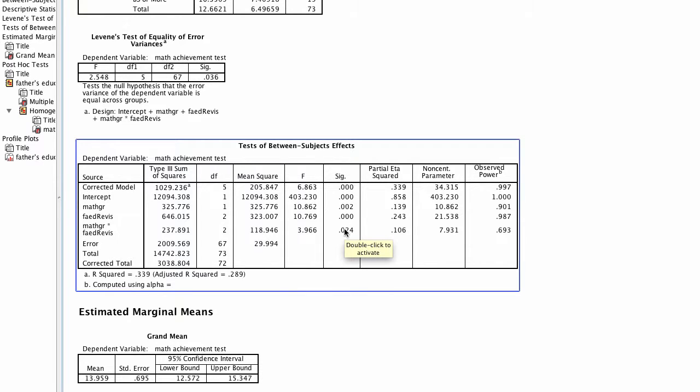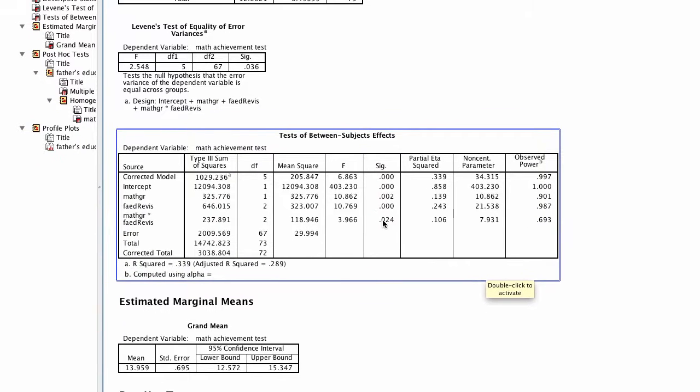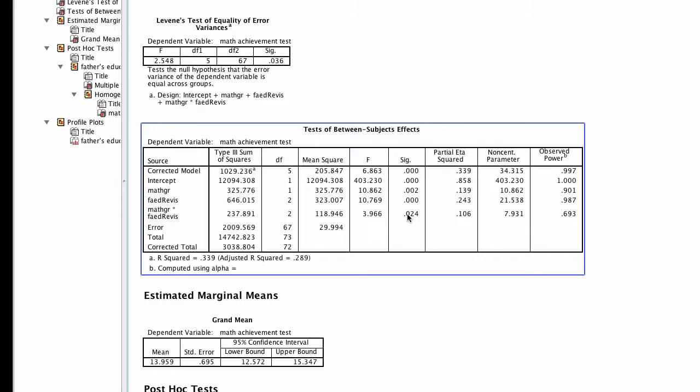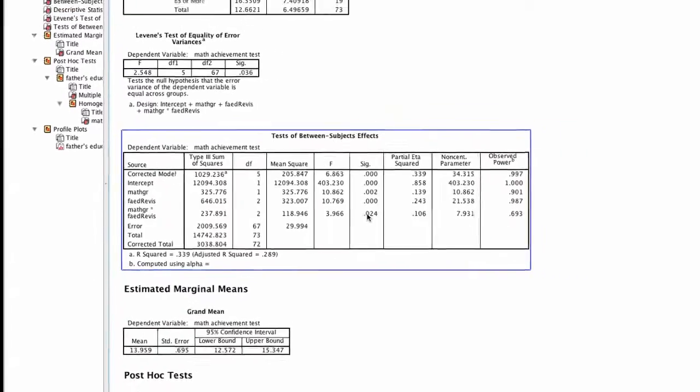So we can't independently interpret the other 2 factors by themselves. What we have to do is a simple effects analysis to determine at what levels of Father's Education students with mostly A or B or less than A or B differ in terms of mean math achievement. That's what the next video will tell us.